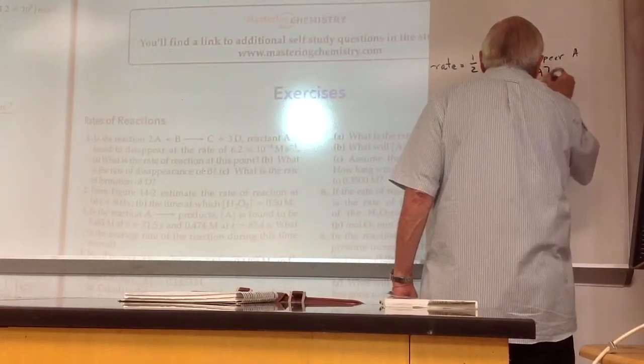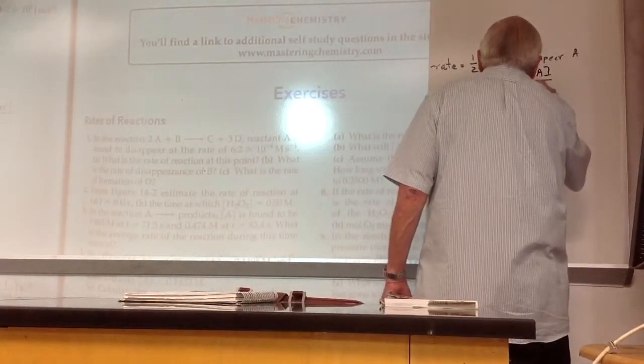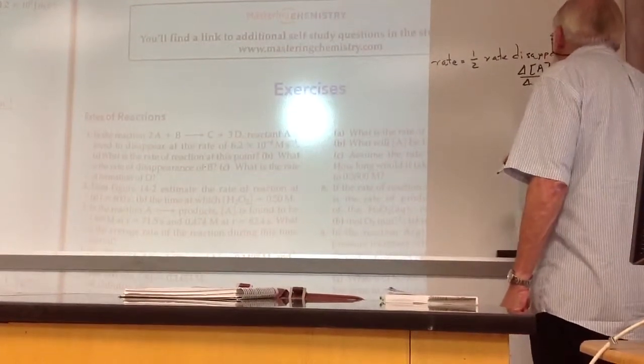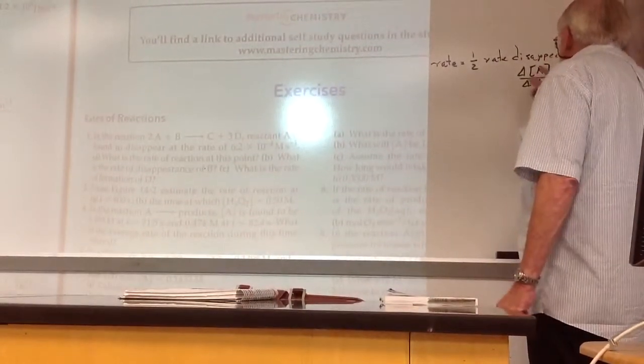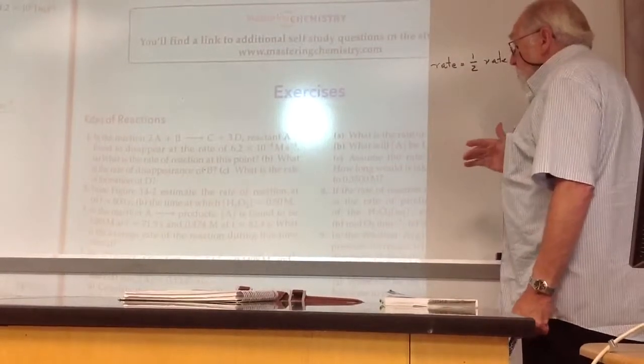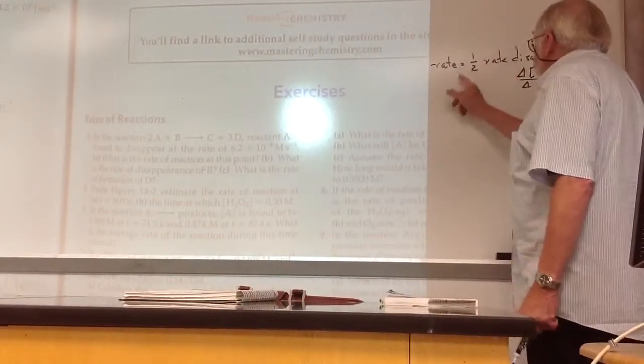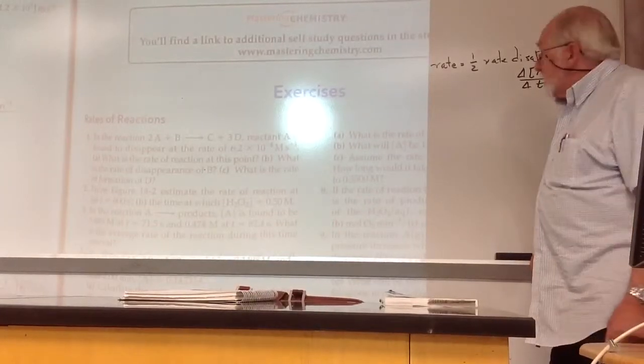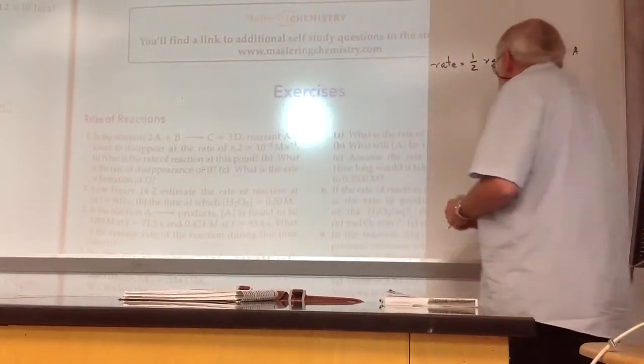The change in concentration of A over the change in time. That's the rate of disappearance of A, and this would come out to be a negative number because it's being used up. But now to get the rate of reaction, you just put in that coefficient there. So those are coefficients then? That's the coefficient from the balanced equation.